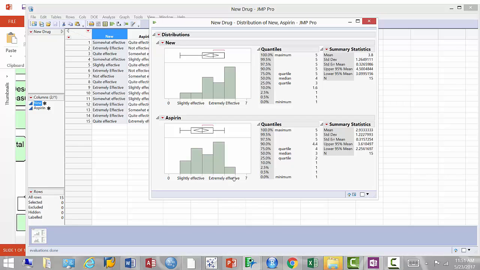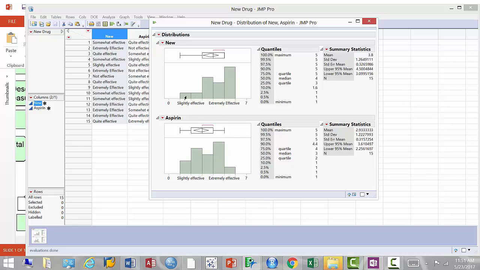What do you think? So here's my new drug. It has a high bar on the highly effective side. It received a lot of 5s, and it received some 4s, and then some 3s, and then a little bit on the low side.